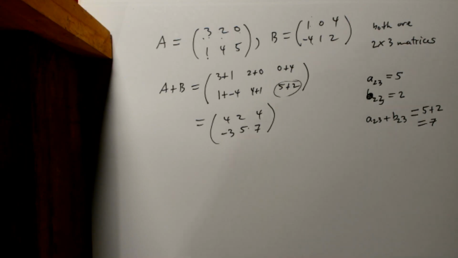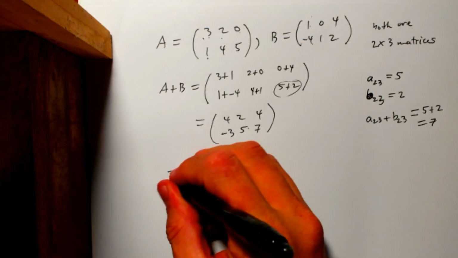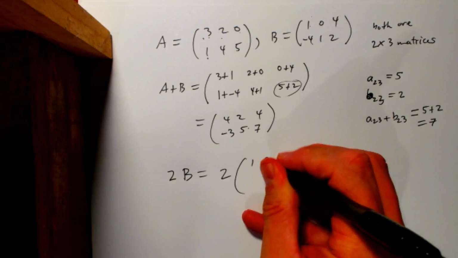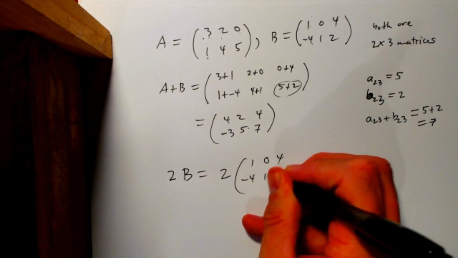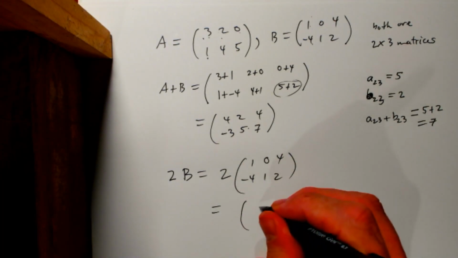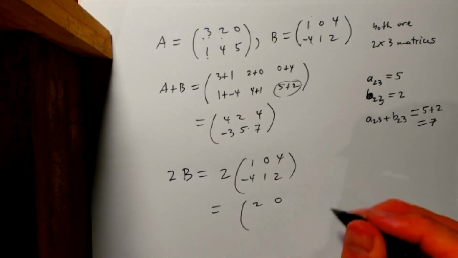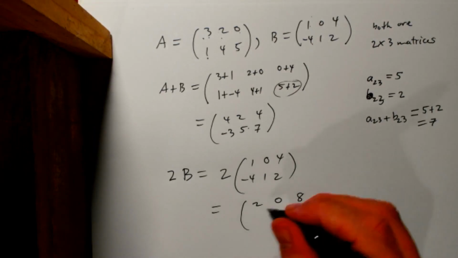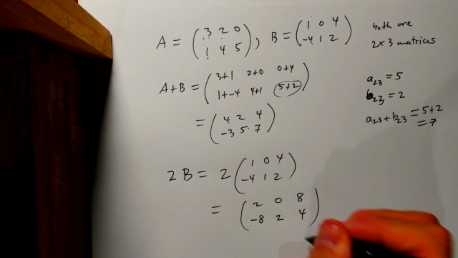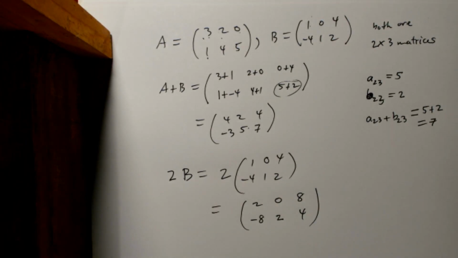Okay, let's go ahead and do scalar multiplication. So 2b, for example, is twice the matrix [1, 0, 4; -4, 1, 2]. And we just bring the 2 inside. So 2 times 1 is 2, 0, 8, -8, 2, 4. And that's 2 times b.